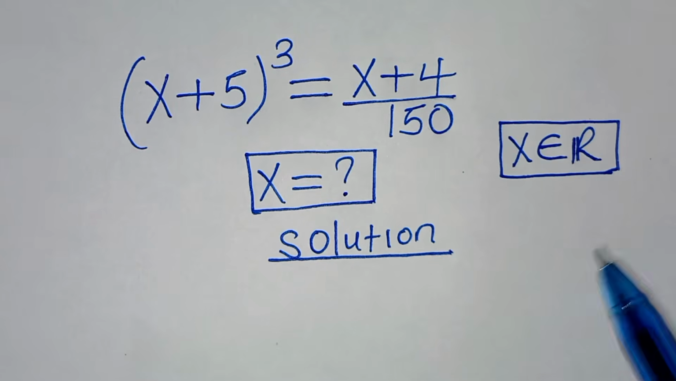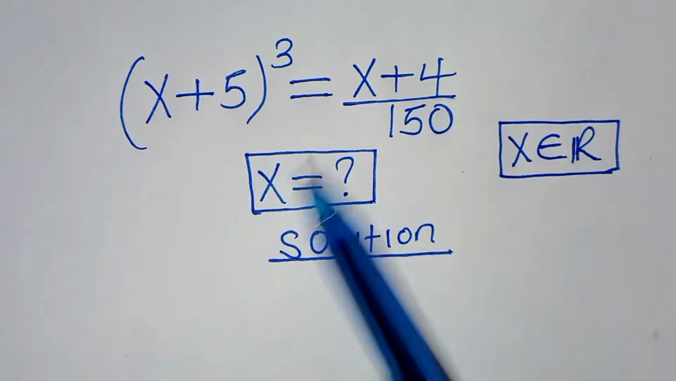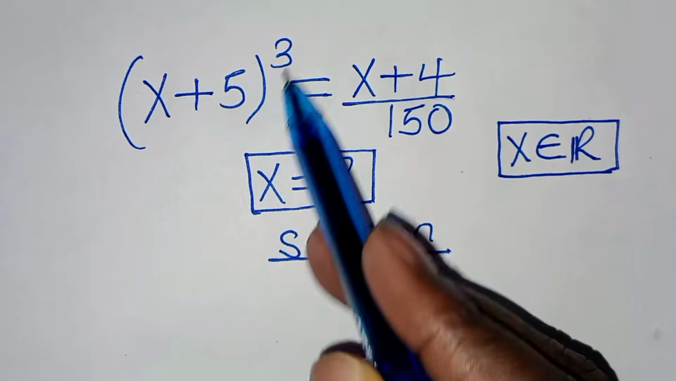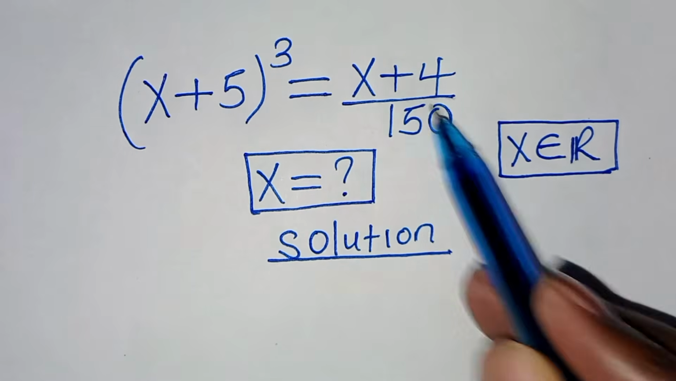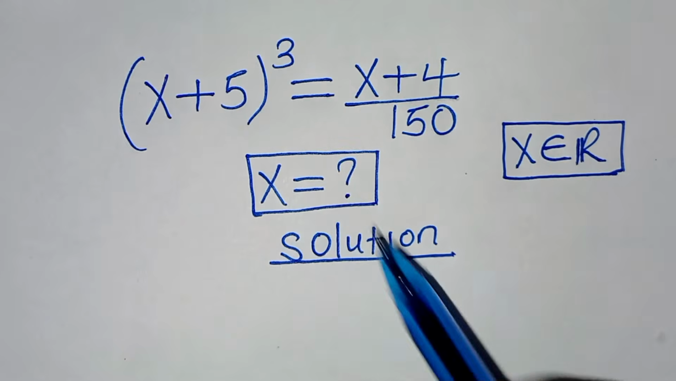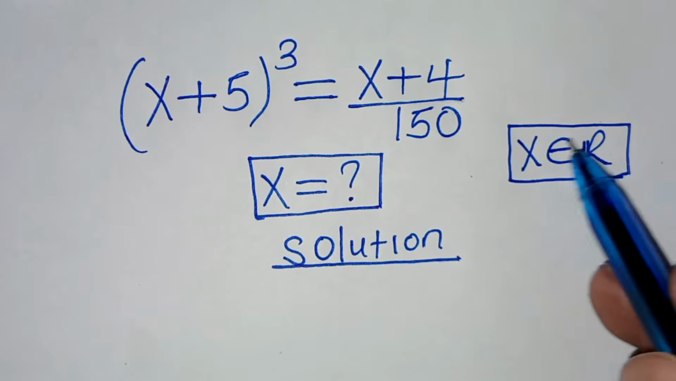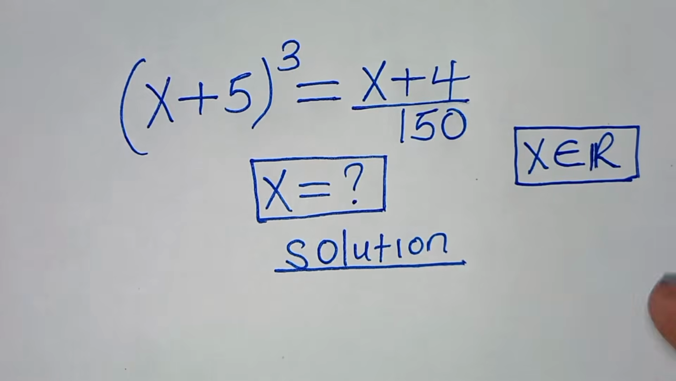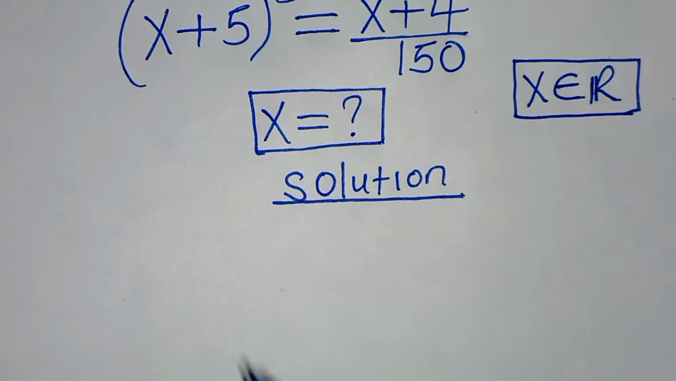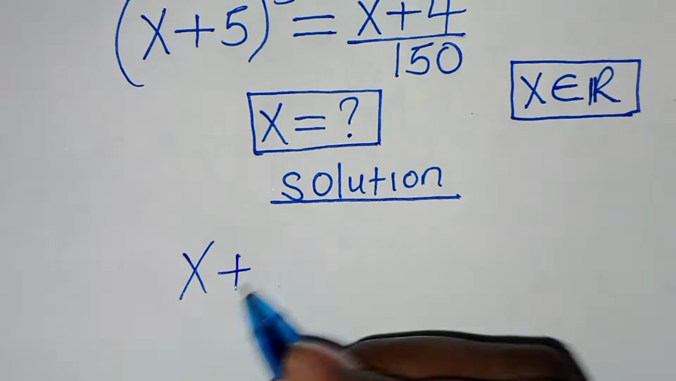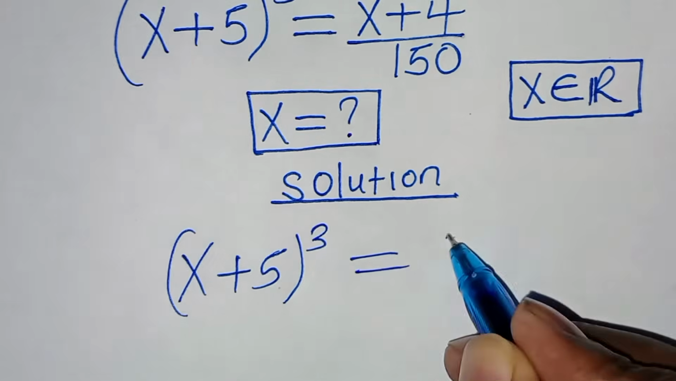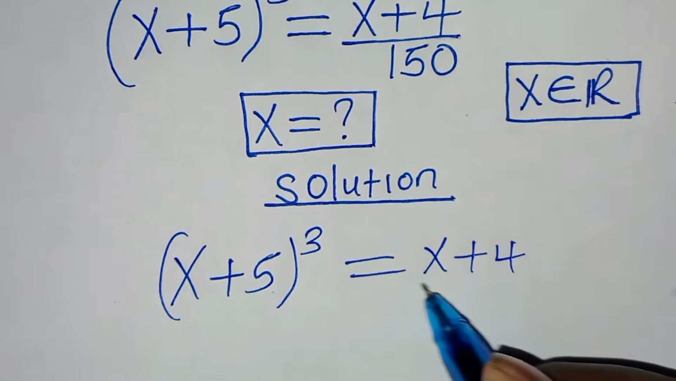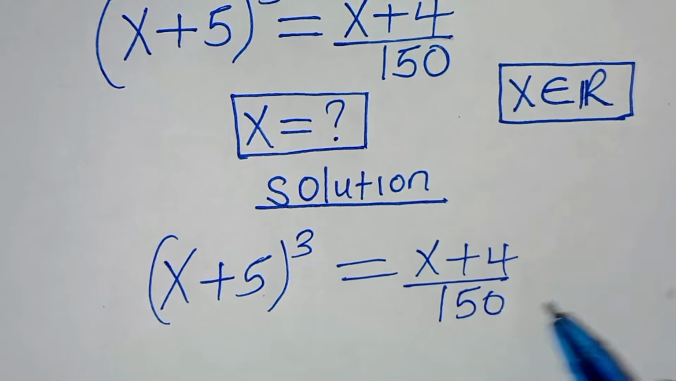Everyone, you're welcome to solve this nice algebra problem: (x + 5)^3 is equal to (x + 4) over 150. What is the value of x? Given that x is a real number. Now, we have that (x + 5)^3 is equal to (x + 4) over 150.